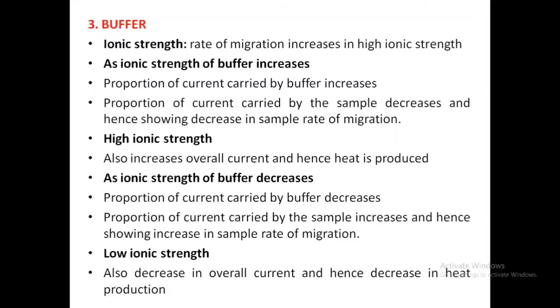But your sample migration rate will decrease. I mean, you are taking paper, you are wetting it with buffer, and upon the paper you are keeping your sample. That sample migration rate is going to decrease. Clear now? So if we increase the buffer ionic strength, the buffer will take more current, but the sample current is going to decrease. So finally, migration current will decrease.